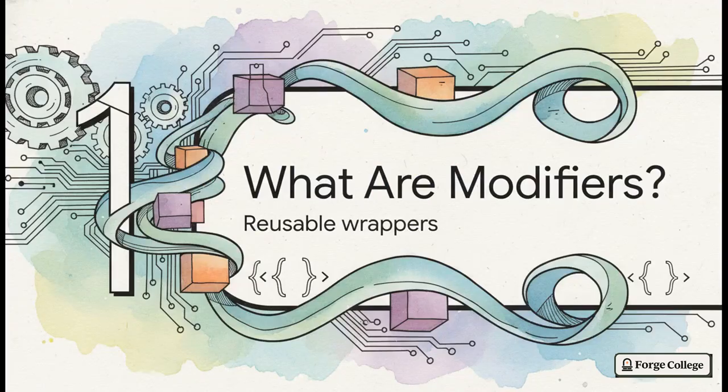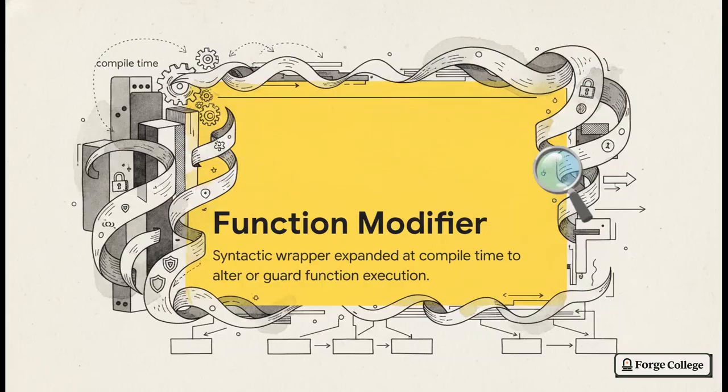That brings us to Section 1. What exactly are function modifiers? Simply put, they're reusable wrappers for control flow. Okay, let's look at the strict definition. A function modifier is a syntactic wrapper expanded at compile time to alter or guard the execution of a function.